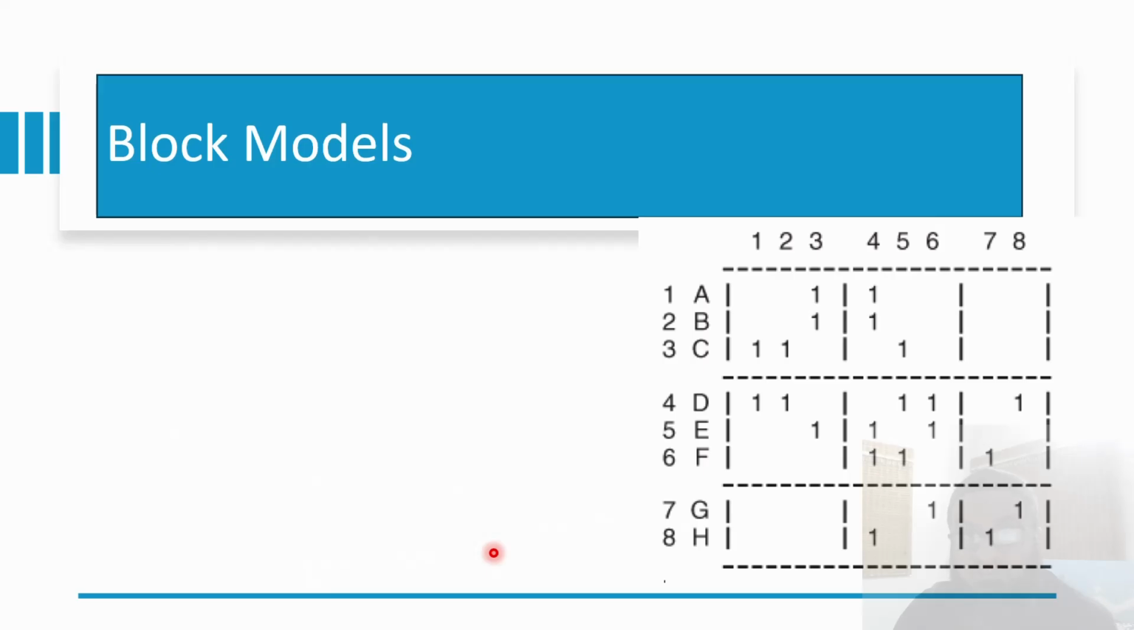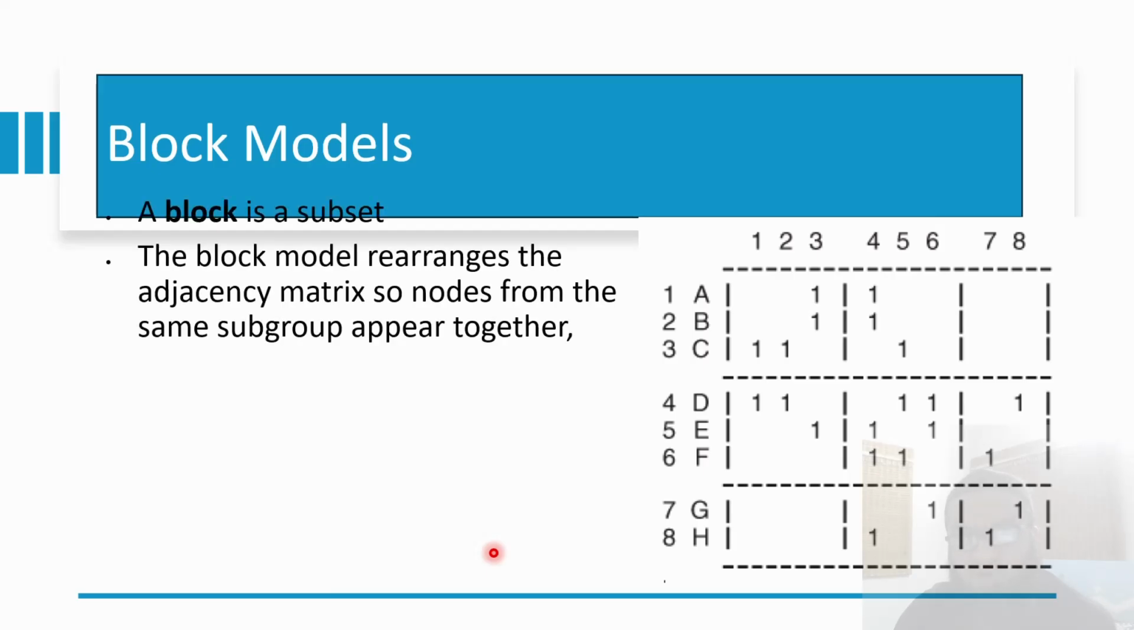The third important measure is the block model. What is a block model? A block is a subset of a network. The block model rearranges the adjacency matrix so nodes from the same subgroup appear together, right? So we reshuffle the adjacency matrix, rather than in the sequence of their IDs or any other sequence, we make them in the sequence of their groupings.